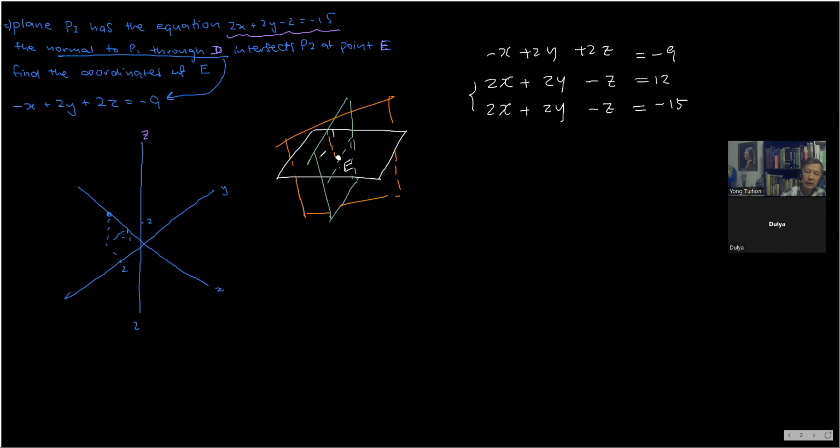Can we just get rid of this one? We know it is parallel to the first one. Can you see? We know it's parallel to the first one. So why don't we draw a plane parallel to the first one? The blue one is what we just obtained, right?